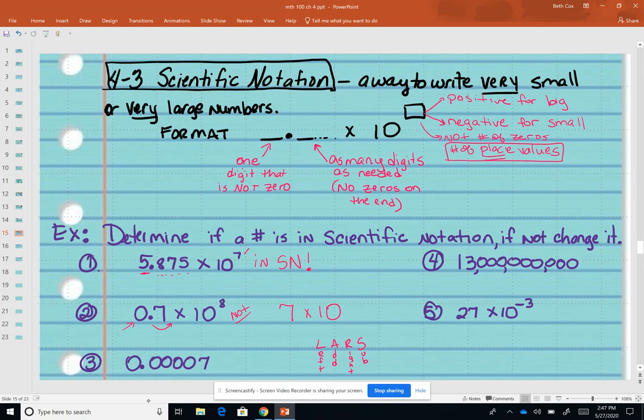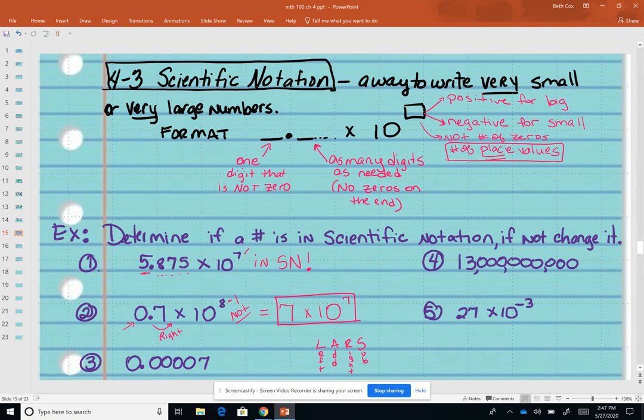So I moved it to the right 1 place. So I'm going to subtract 1 from my exponent. So for scientific notation, I'm going to have 7 times 10 to the 7th for that one. All right, so now let's look at the next one.